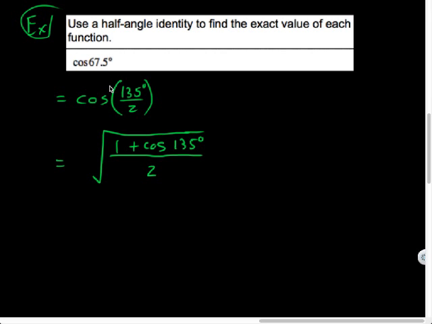Oh, let's see. It looks like it's a heated debate going on here. What quadrant is this in?